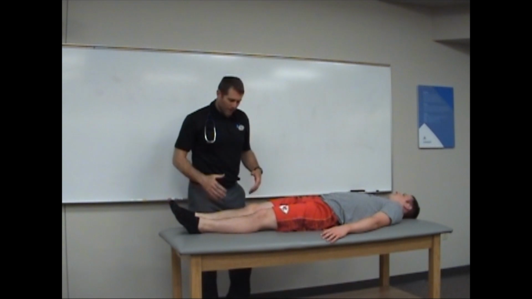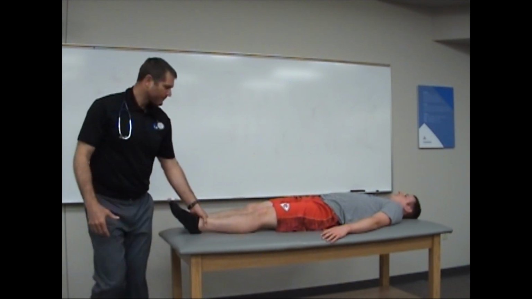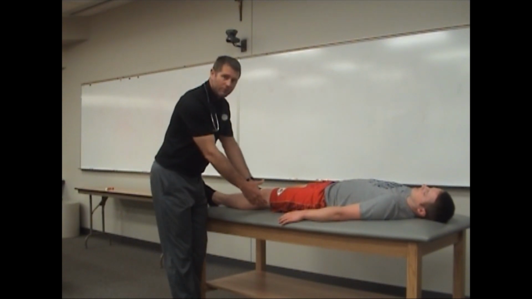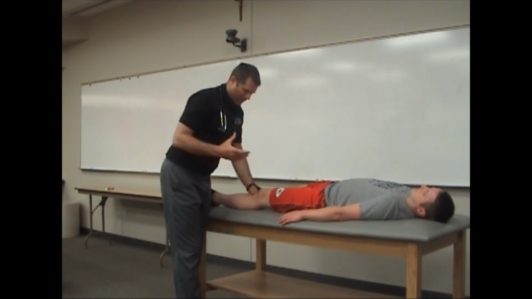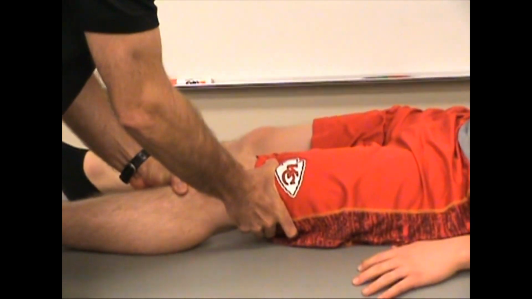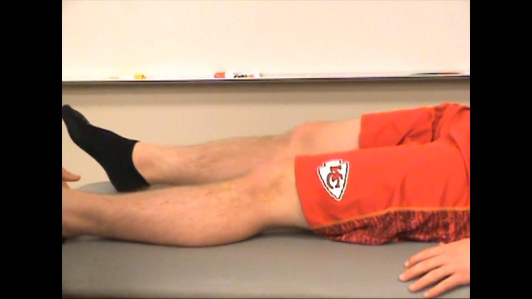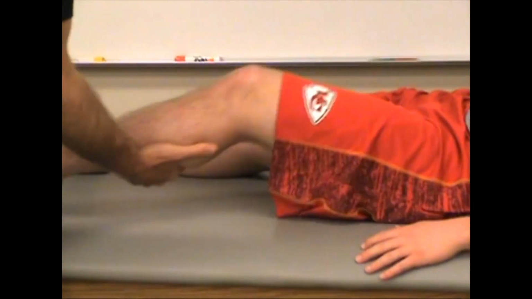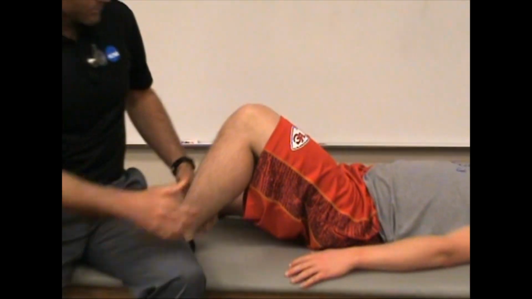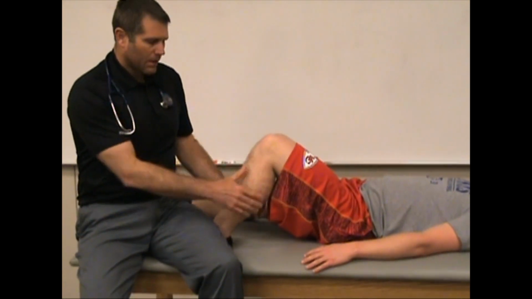Okay? Next, we'll move down to the knee. And I'll come over here. What I like to do for this is check his ACL integrity. So we'll do a Lachman's exam to look at his ACL. The other way that I test the ACL is with the anterior drawer. Okay? A positive would be where he has laxity.